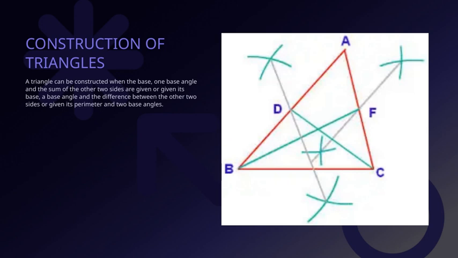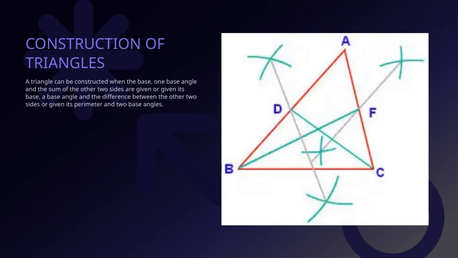Alternatively, if you know the base, a base angle, and the difference between the other two sides, that's also enough to construct the triangle accurately. Additionally, in some cases, knowing the perimeter and two base angles allows you to construct the triangle as well. The key idea here is understanding which pieces of information are sufficient to uniquely determine a triangle's shape and size.